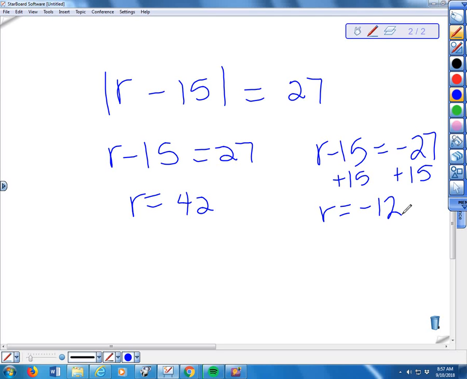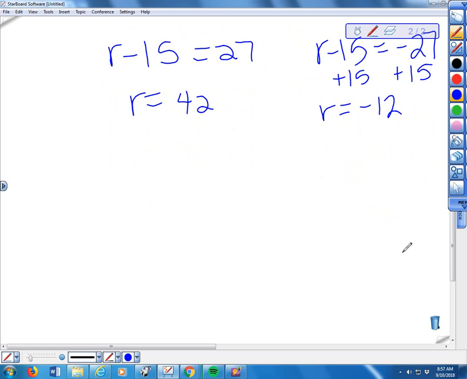Okay, so I have two answers. If I do it in set notation, two answers that are specific, you always do the little squigglies. This means the answer is either 42 or negative 15. Notice it's not a parenthesis or a bracket. It's got the little squiggly lines. That's called set builder notation, which just means it's just those two answers. It's not between the two. It's just those two. Questions?